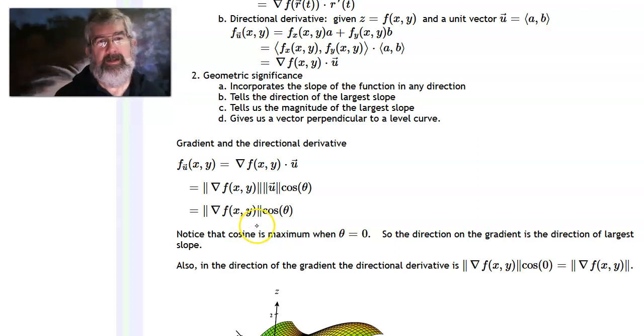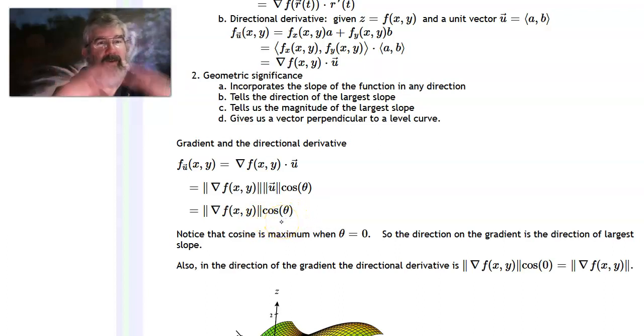One of the things I think about is what the gradient is good for. It's showing you the direction of steepest increase, which means if the gradient is pointing this way, then minus the gradient is the direction of steepest decrease. That would be when theta is pi and cosine of pi is -1. So the greatest decrease would be that way.